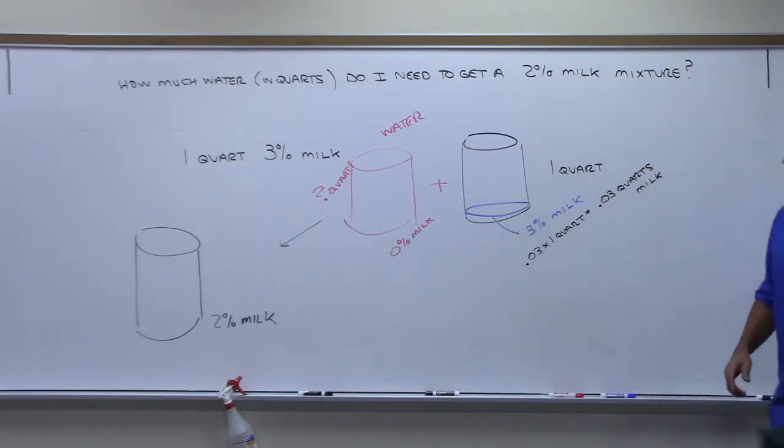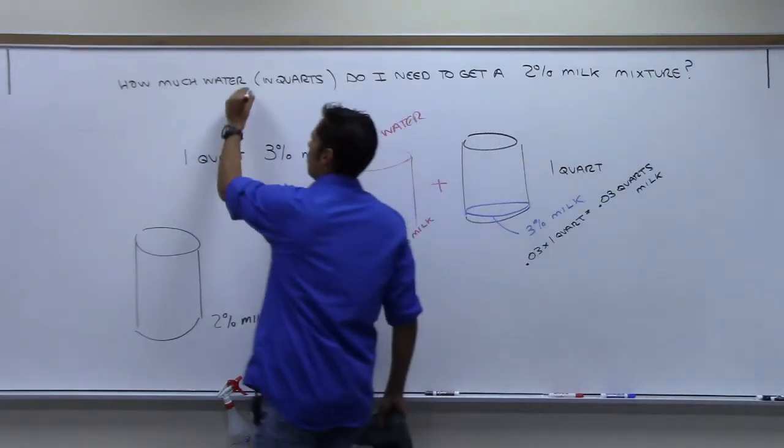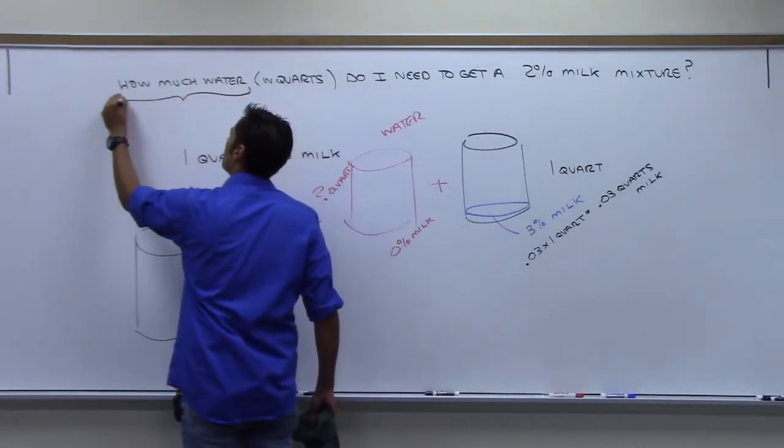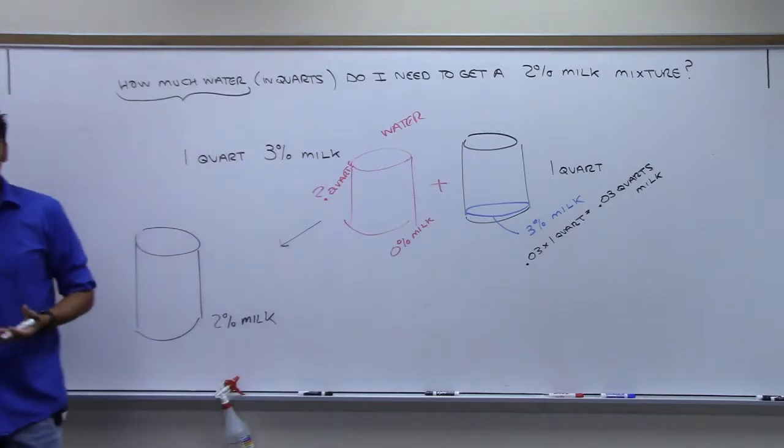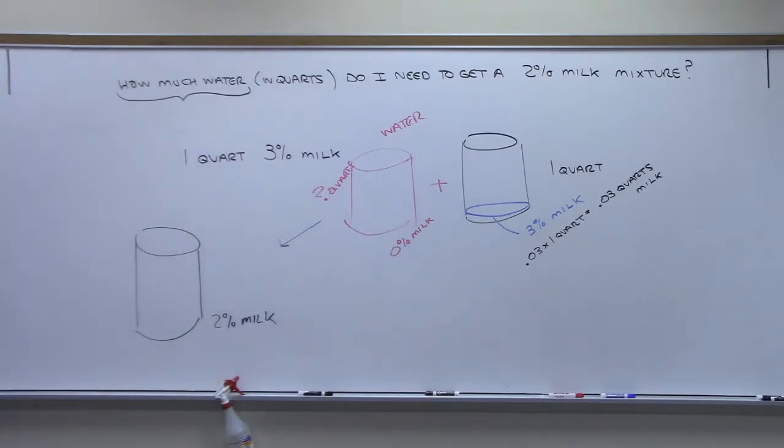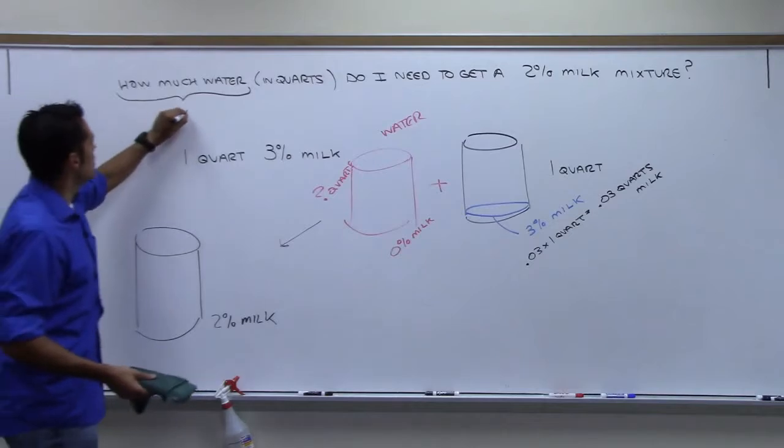Well, since we want to know how much water, why don't we call this thing something? And we don't know what it is, so why don't we use a variable? X, W for water, it doesn't matter. But we've used X a lot, right? So how about X? We're going to call this X.